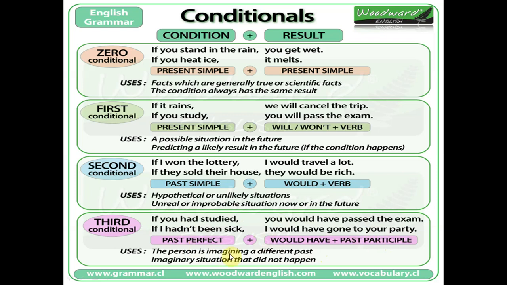So what are the uses of this conditional? We use the third conditional of "if" when the person is imagining a different past. Okay, so here we're not talking about now or about the future. We're talking about something imaginary. The person is imagining a different past. And also when I talk about an imaginary situation that didn't happen. Okay, so these are the zero, the first, the second, and the third conditionals of "if".